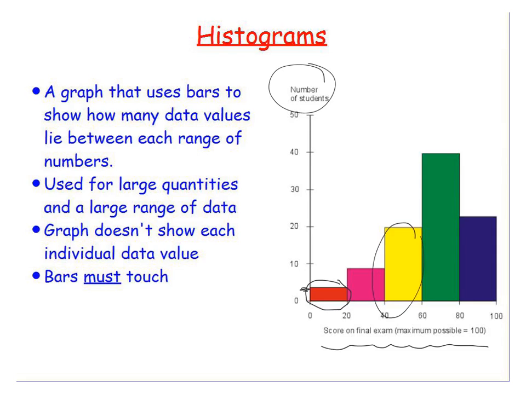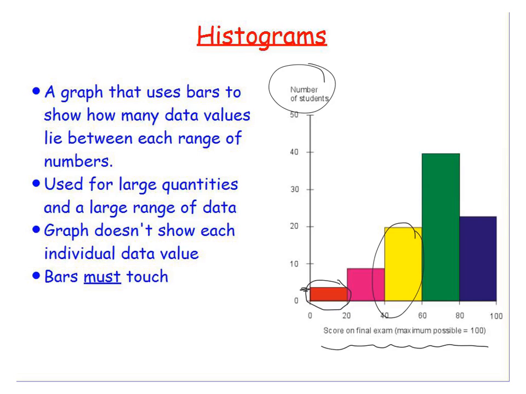This yellow bar, it looks like it hits right at about 20. The best we can say is that 20 students scored between a 40 and a 60. We don't know their actual scores, so that's the downfall to a histogram. You don't know every individual data value.